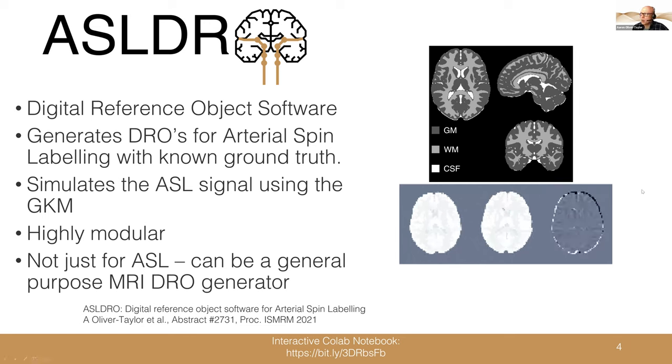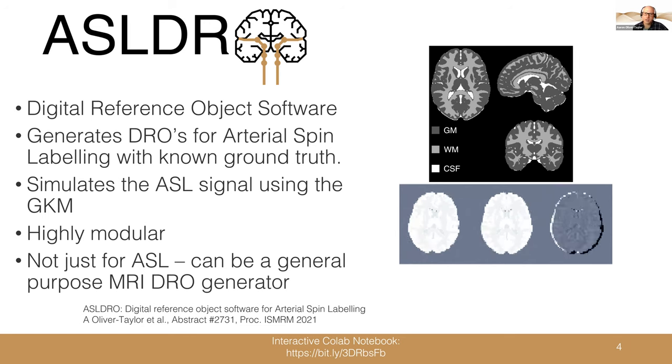So the motivation for creating ASL DRO was because we wanted to be able to test image pipelines for processing ASL data with a known ground truth. And because the processing pipelines involve things like motion correction and partial volume correction, it was important to include features for this inside the digital reference object, as well as just having the perfusion signal.